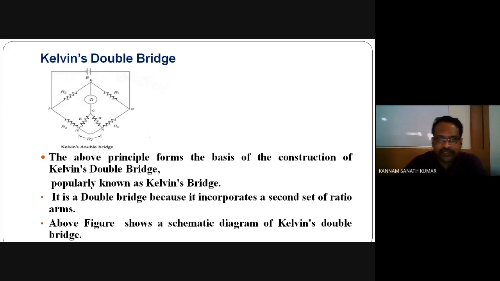And the next type of bridge is Kelvin's double bridge. The previous one was Kelvin's bridge; this is Kelvin's double bridge. Why do we call this a double bridge? A second set of ratio arms is added. See here, ratio arm A and ratio arm B are added. That's why we call this bridge Kelvin's double bridge.